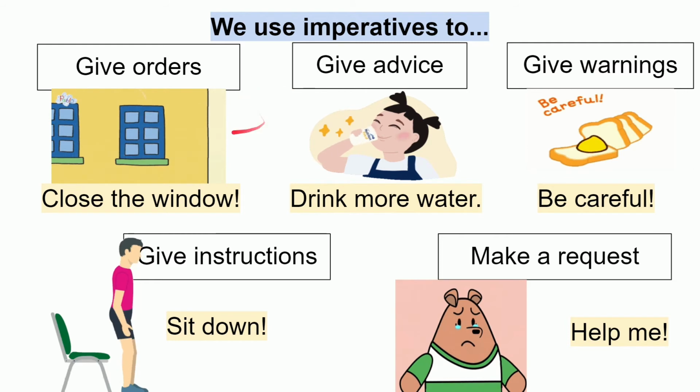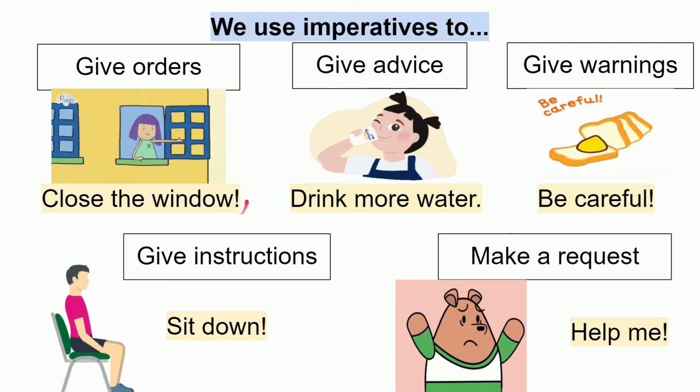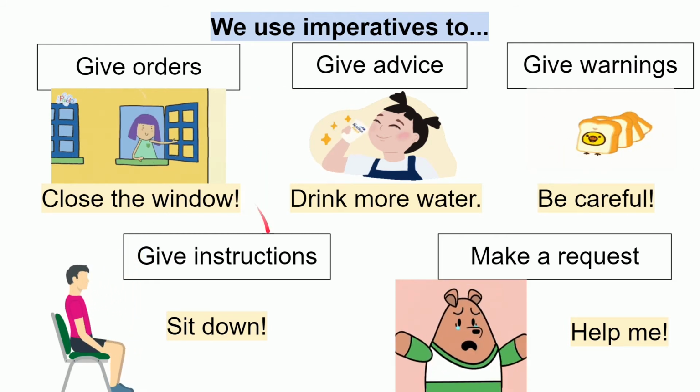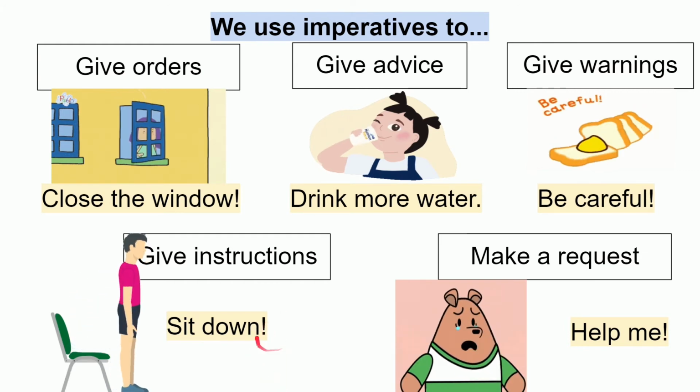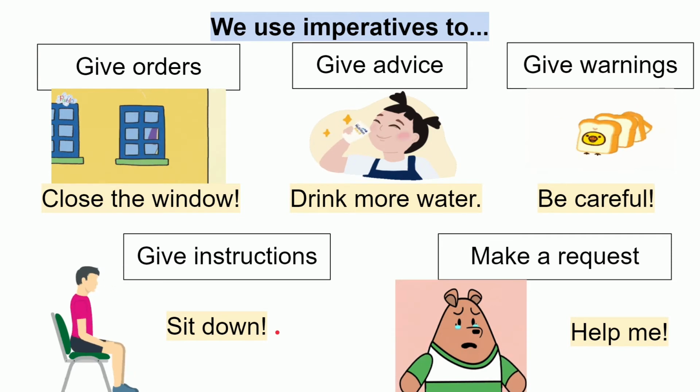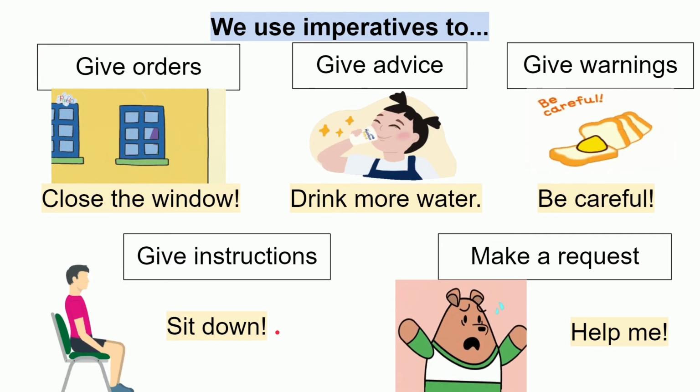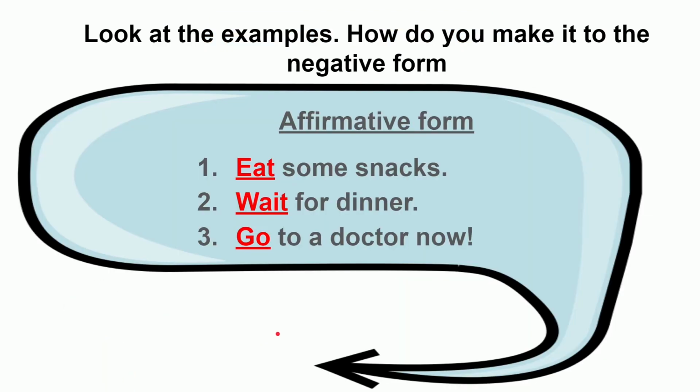If you notice, imperatives have this exclamation mark. Most of the imperative sentences have that exclamation mark behind the short simple phrases. Look at the examples. How do you make it to the negative form? This is the imperatives in affirmative form. Affirmative means in the correct form, in the positive form. Affirmative, where you affirm it.